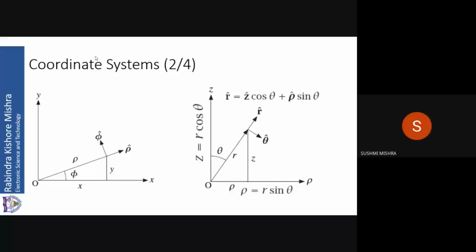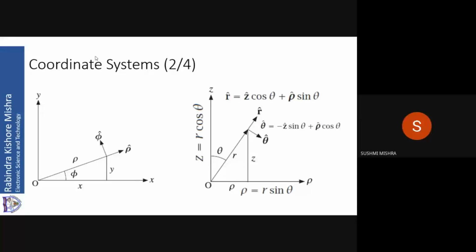Then what will be my R cap? R cap will be Z cap cos theta plus rho cap sin theta. That comes from these two. Rho is equal to R sin theta, Z is equal to R cos theta. So R cap is equal to a combination of these two. So R cap will be Z cap cos theta plus rho cap sin theta, vector addition of whatever is in the rho direction and what is in the Z direction, that gives me the R cap. So I get R cap.